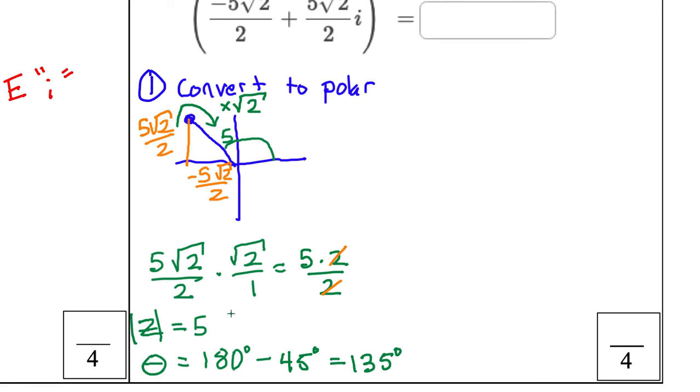Okay, we have found the modulus and the argument. We've basically converted it to polar form. That was step 1. Step number 2 now is apply the power. How many steps are there? 2.